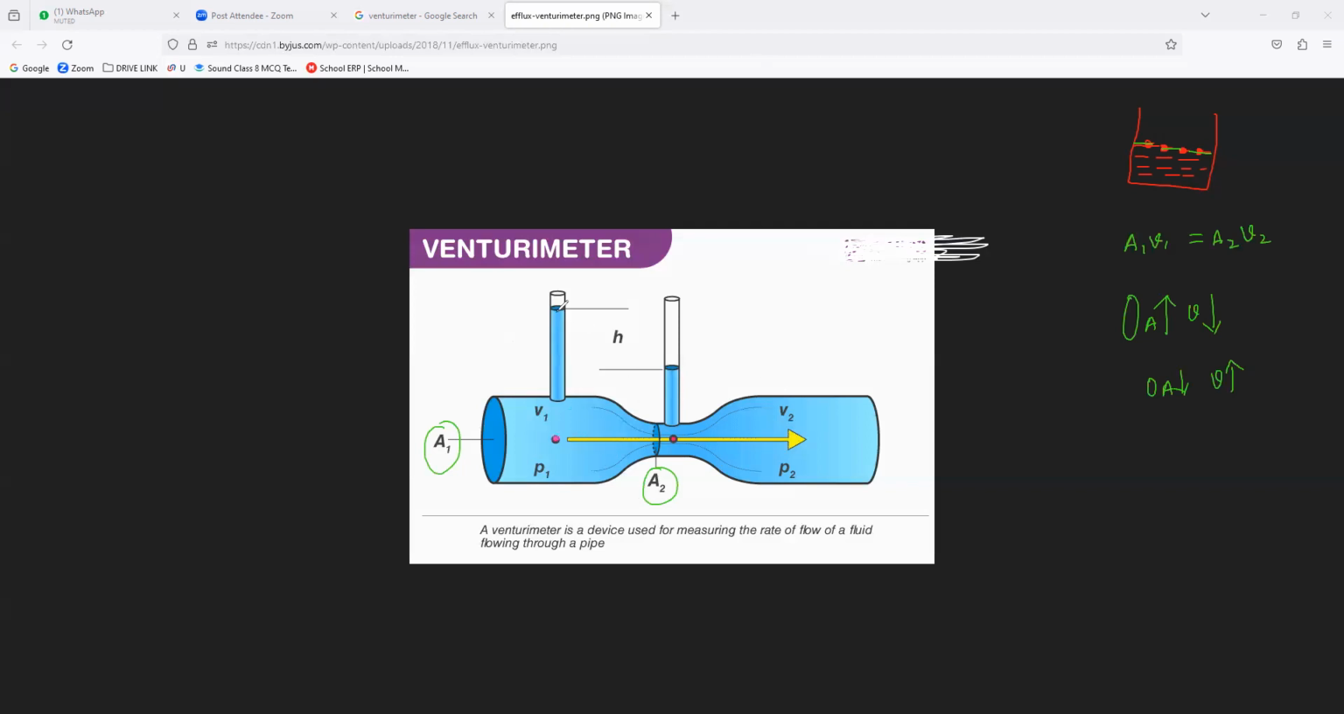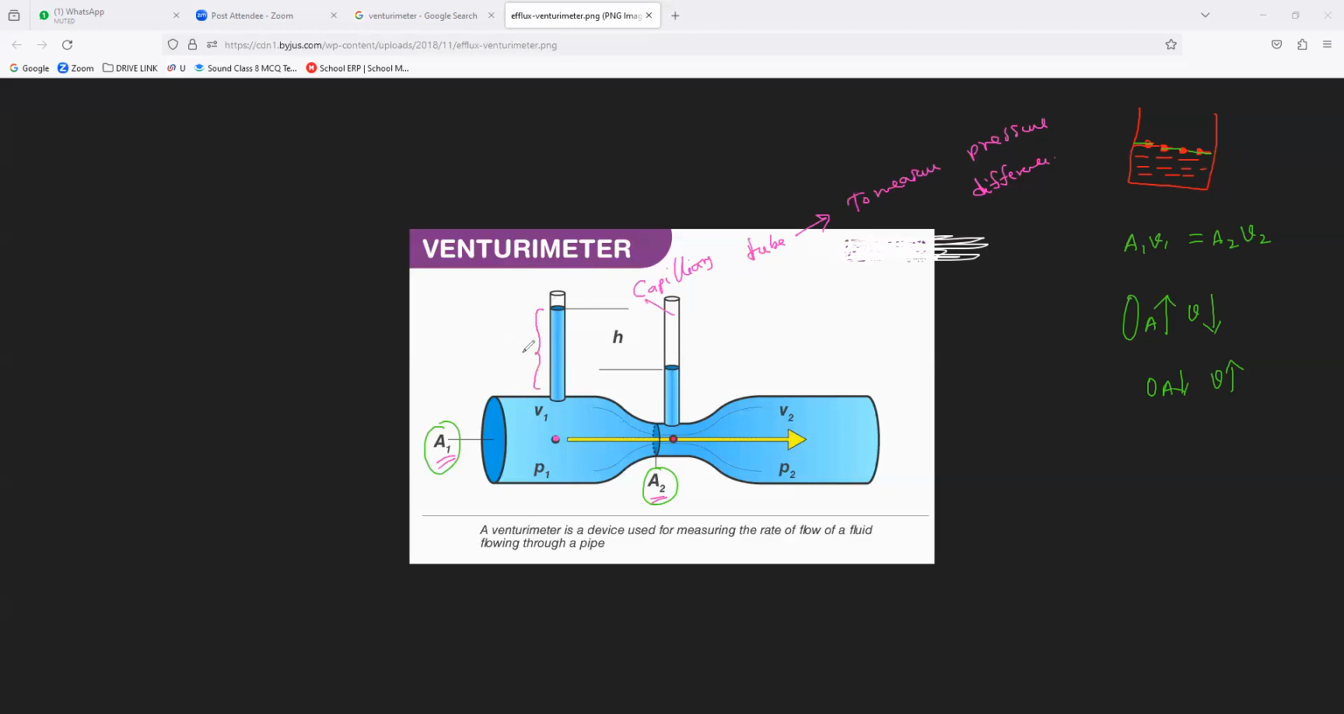At a given height, these are the tubes which we call capillary tubes, which help us to measure the pressure difference. Here the area of cross section is A1, and here the area of cross section is A2. Now the fluid is rising in a capillary tube up to here.